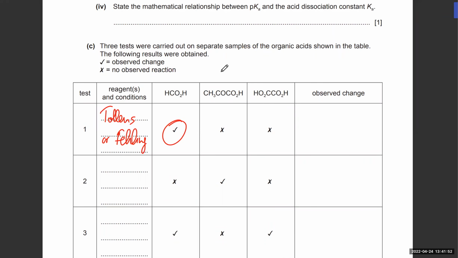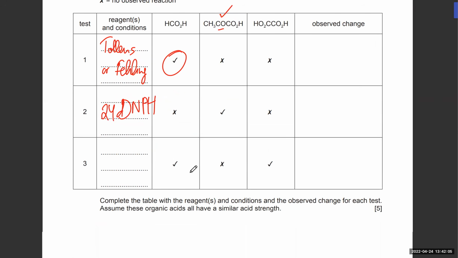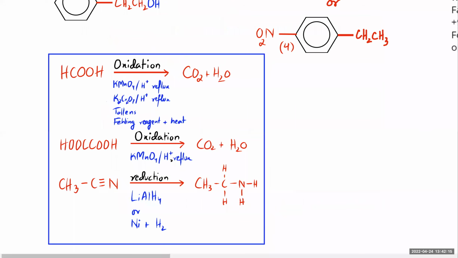So then in the third one, it's this one that's reacting. The only difference is this one is a ketone. So what you can do is you can add 2,4-DNPH. So the ketone part will react. And the last one, both of them are reacting. So both carboxylic acids can get oxidized by KMnO4, acidified and reflux. Is this clear?